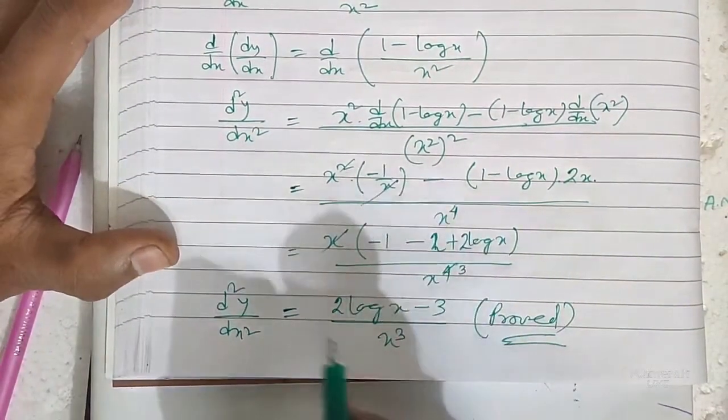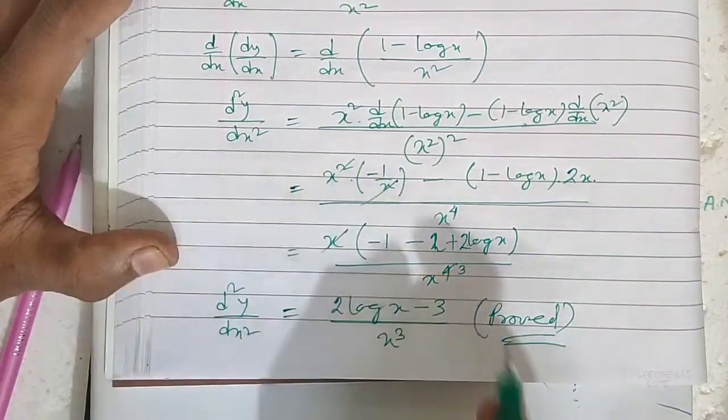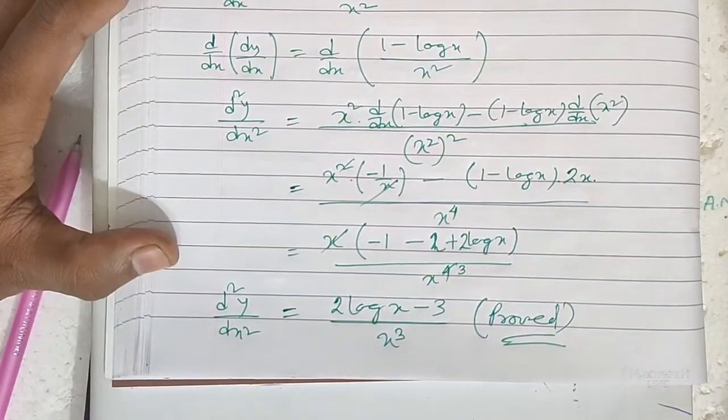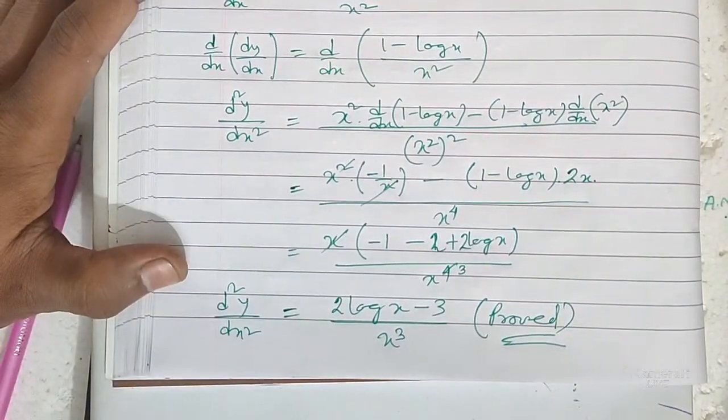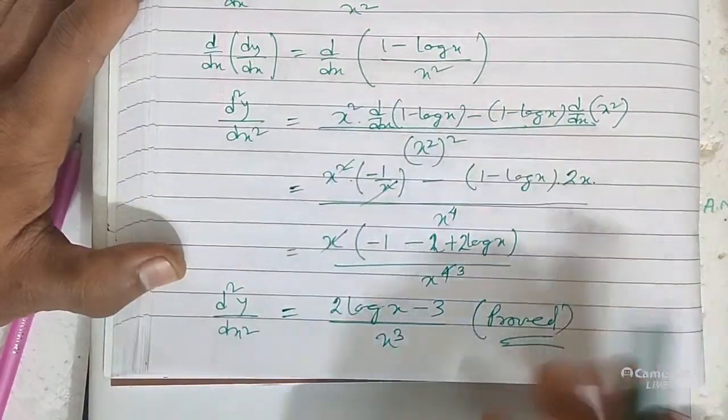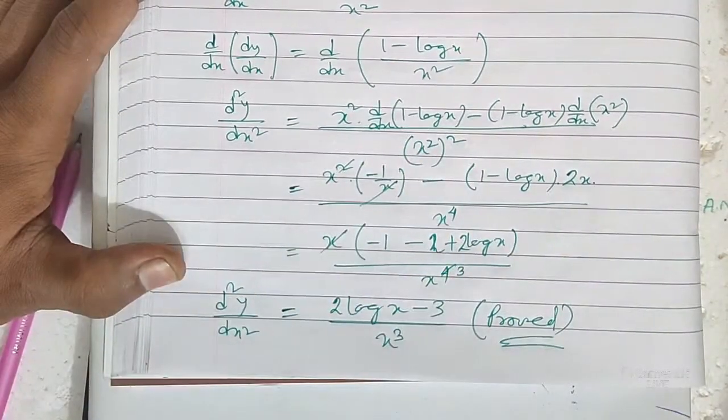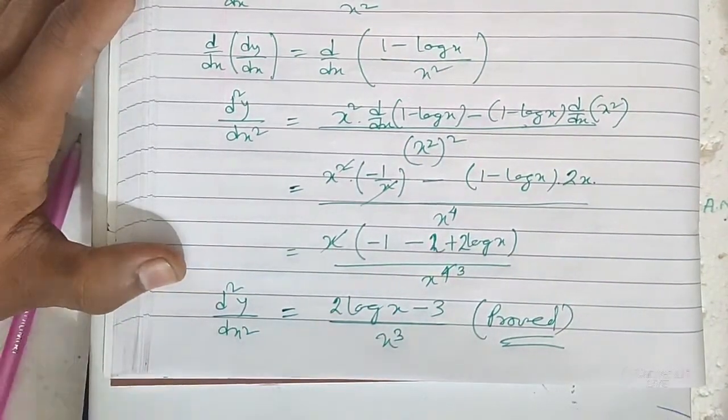Since in this question we are directly getting what we have to prove. Now few questions will be there where we will not get the direct answer. So in that type of question, first we have to find dy by dx, then we have to find d2y by dx2, and then we have to put it in the given proof.